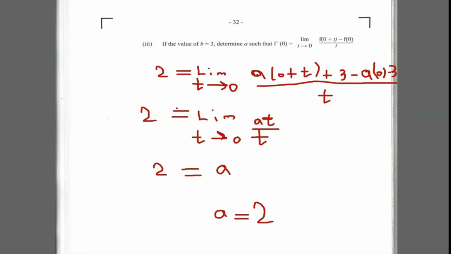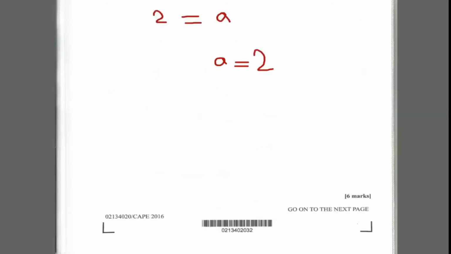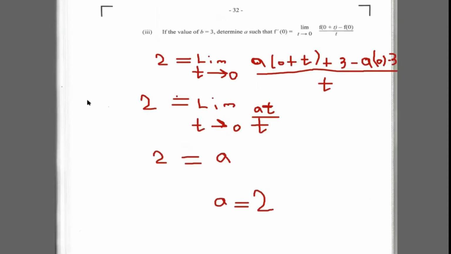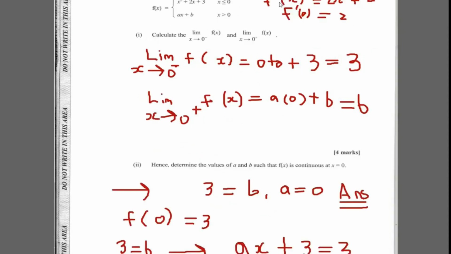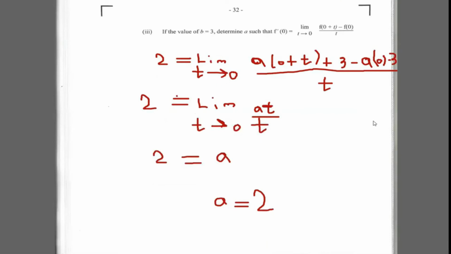Okay, nice. And that's 6 marks. I don't understand why it's 6 marks. All we did was differentiate this to get f prime of x is 2x plus 2. Plug in 0. f prime of 0 is 2. I don't see why this is so many marks, but this is the only plausible technique to evaluate a.